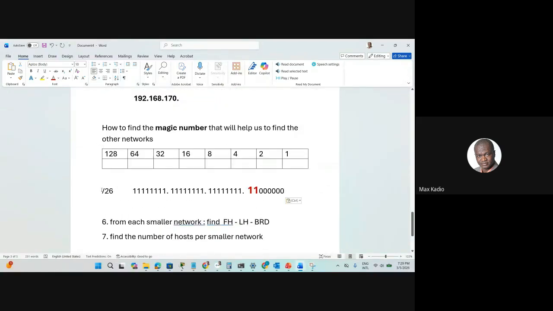You see /26. So this one you put in your table: 1, 1, 0, 0, 0, 0, 0, 0. And you take the last 1 on your right. So you see the last 1 on your right is this one, 64. It means 64 is our magic number.